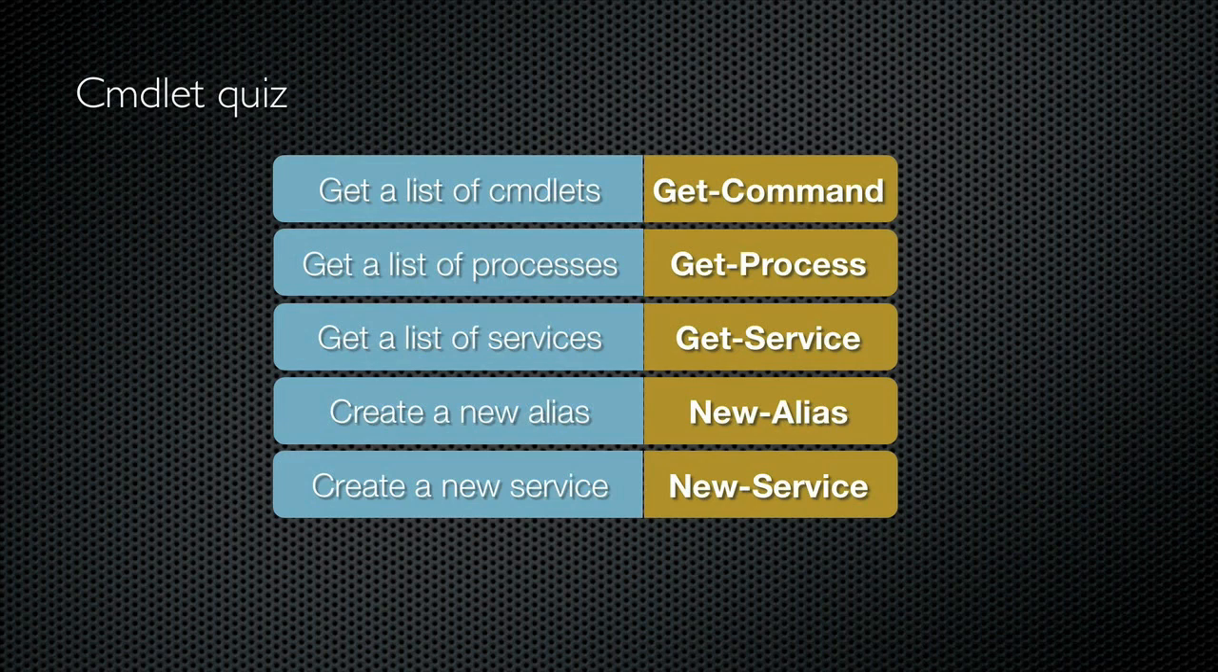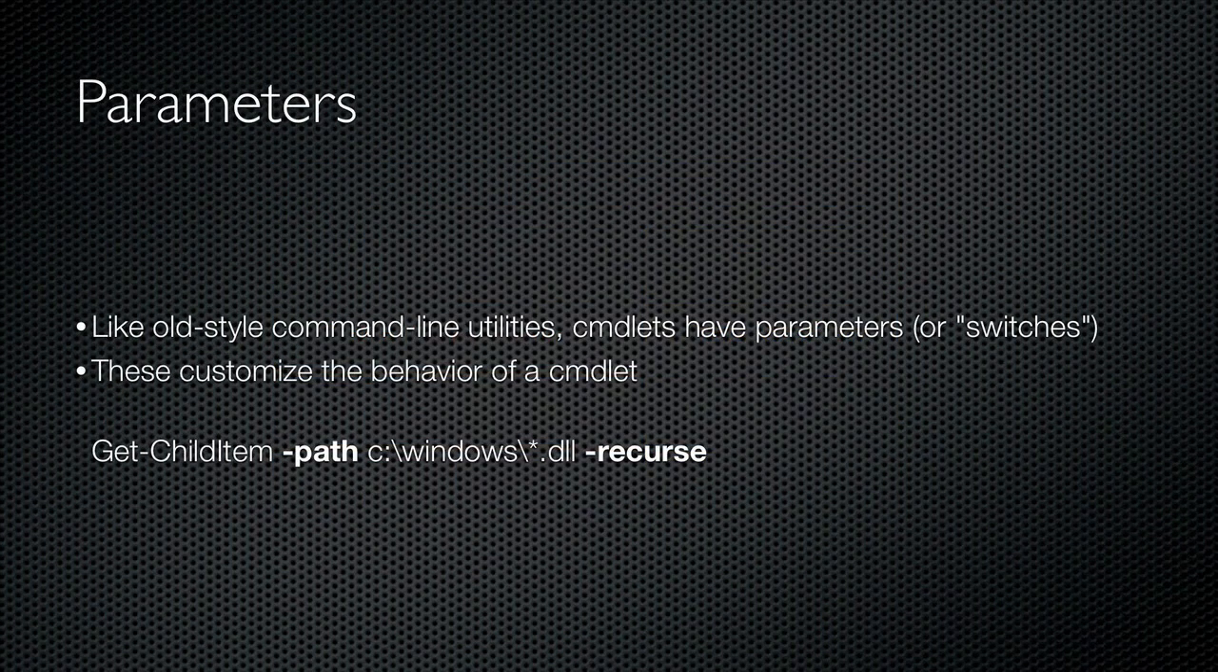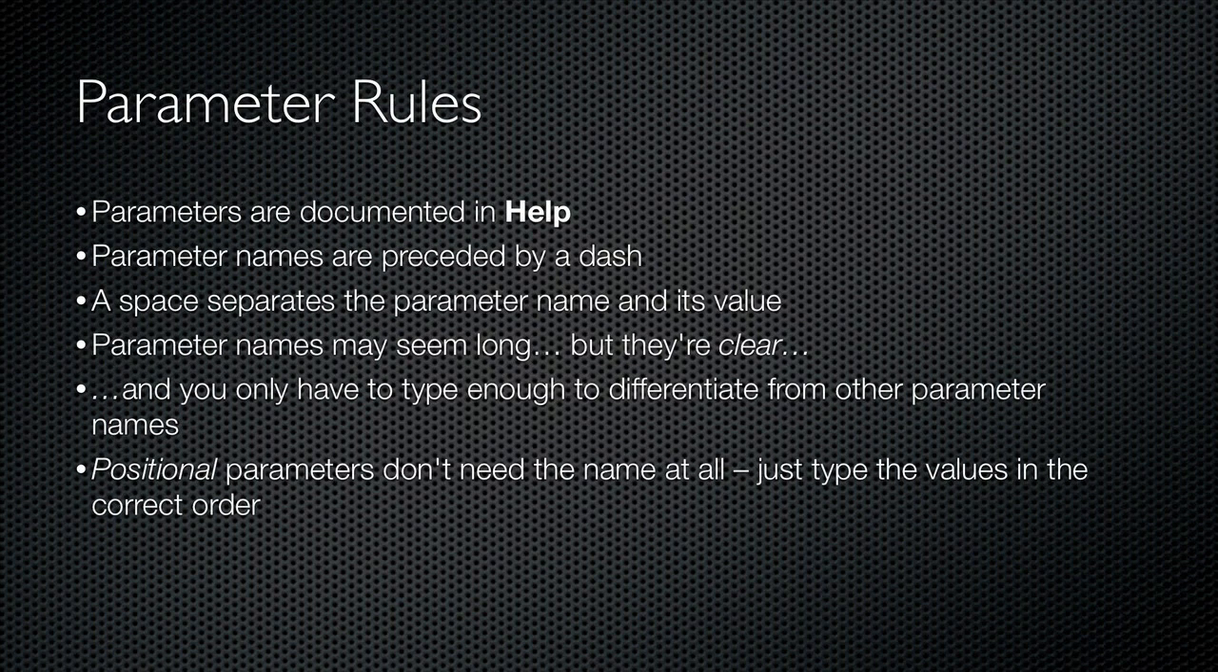Like the command line utilities you've probably used before, PowerShell cmdlets support the use of parameters, which are used to customize the cmdlet's behavior. For example, the Get-ChildItem cmdlet supports parameters such as -Path and -Recurse, which are used to control how the cmdlet behaves and what it accomplishes. There are a few rules to remember about parameters.